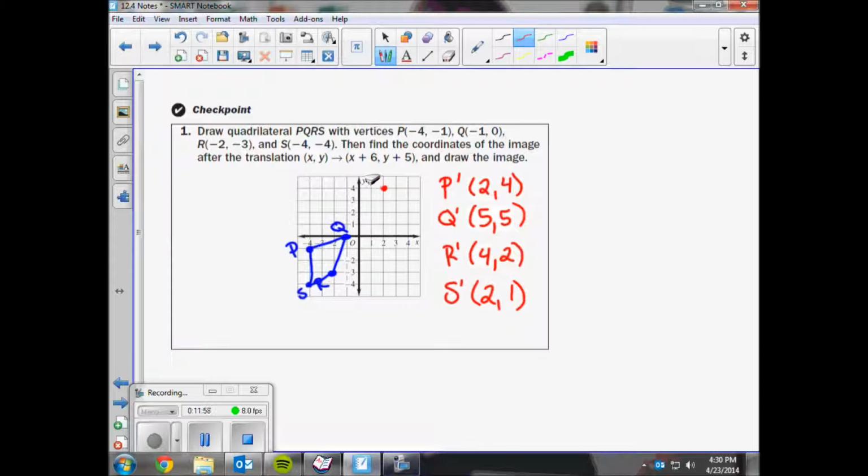2, 4 is P prime. 5, 5 is Q prime. 4, 2 is R prime, and 2, 1 is S prime. Connect our dots to create our quadrilateral. And you can see our slide or our translation.